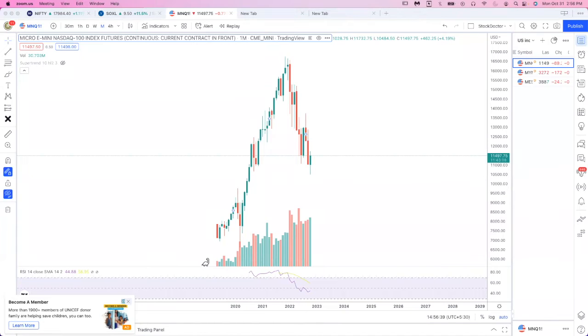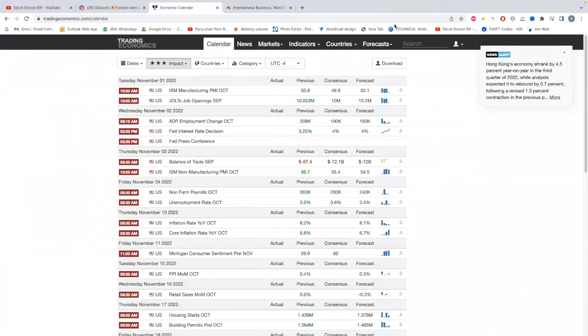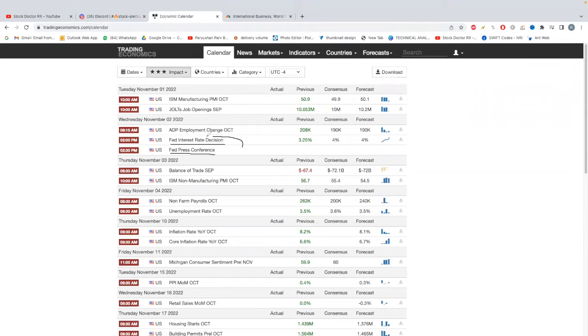Now, the most important point is, before we do the analysis of Dow Jones, I want to show you what the economic calendar is saying. The economic calendar is saying that on Wednesday we have very important data, that is the interest rate decision and Fed press conference. This is the most important data we have in the US market, on Wednesday, November 2. So based on this data, definitely we are going to get a direction into the market.